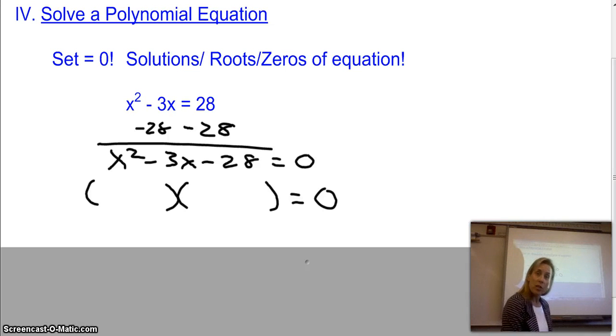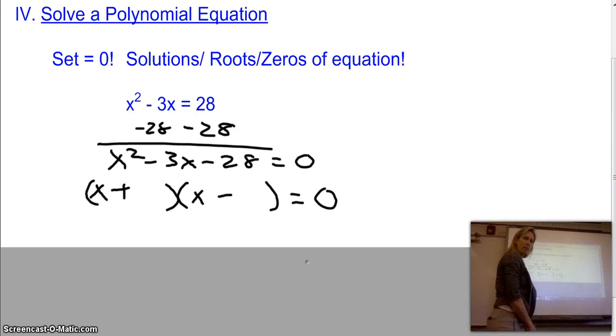So the first term in each of the binomials will be, good, x. C is negative 28, right? So the signs in our binomial will be a positive and a negative. So what factors of 28 subtract to be 3? We're thinking 28 and 1 don't subtract to be 3. 14 and 2, no. But 7 and 4, right? 7 and 4. Which factor will be negative if we end up with a negative 3 in the middle, right? It must be the greater of the two factors. So we have negative 7 and positive 4.